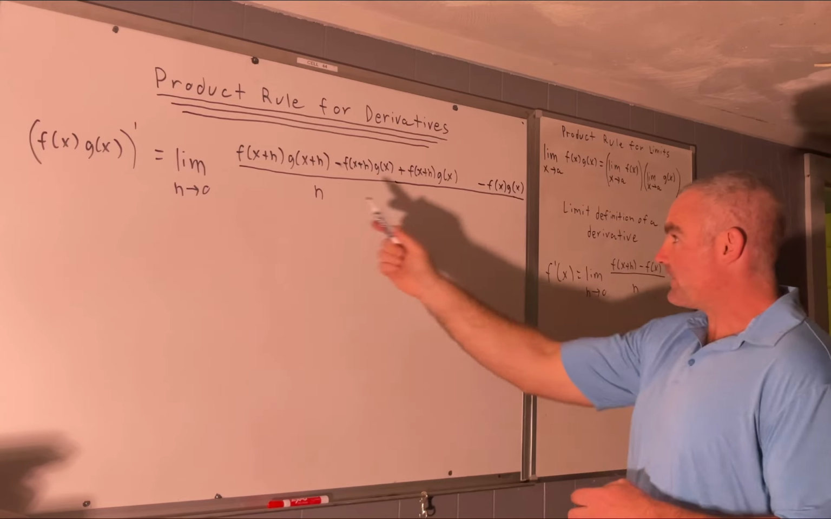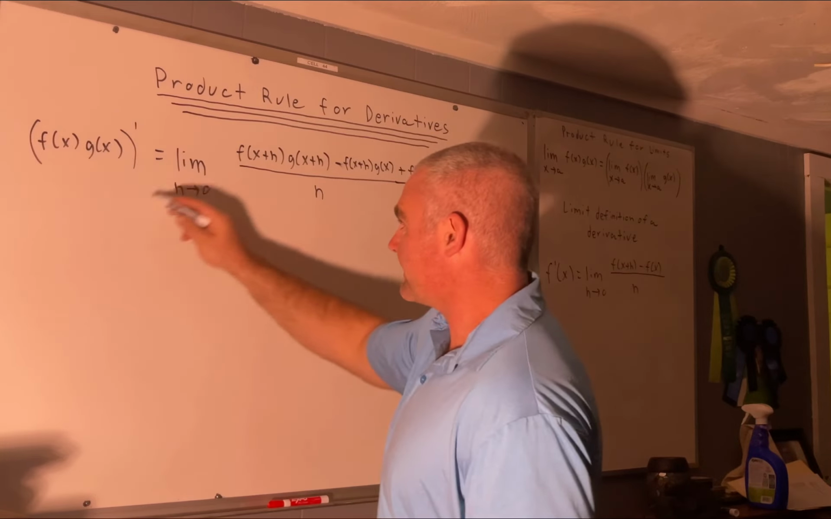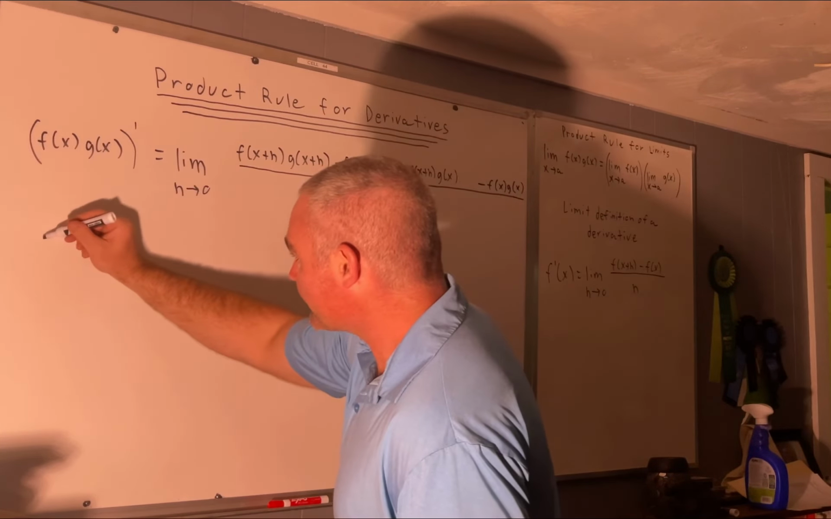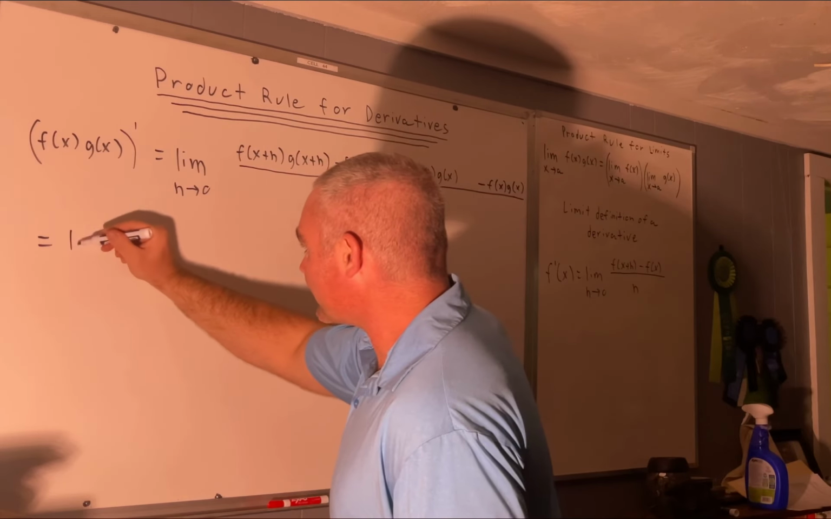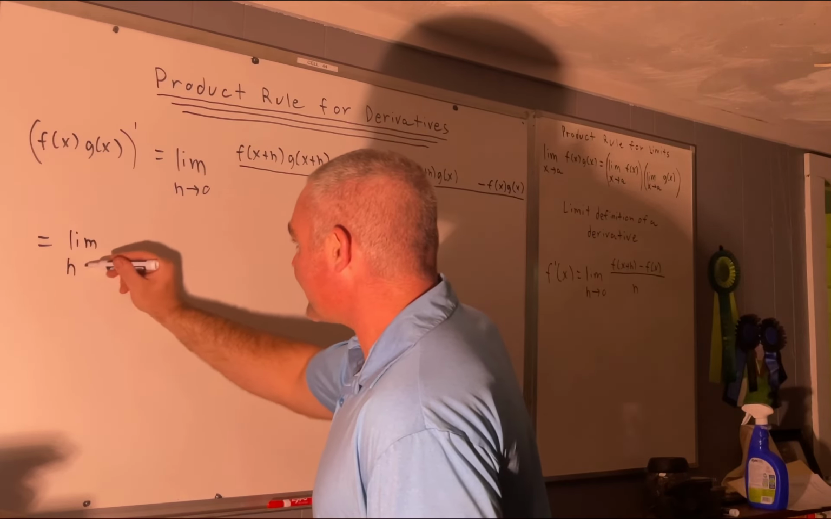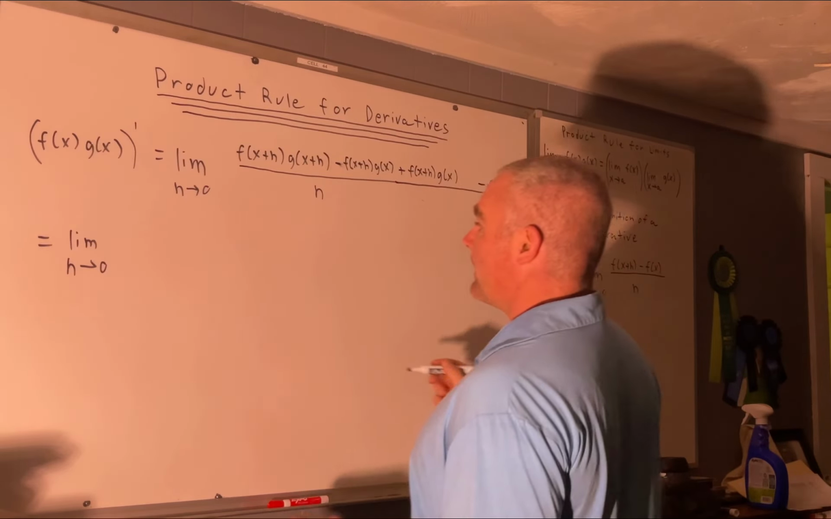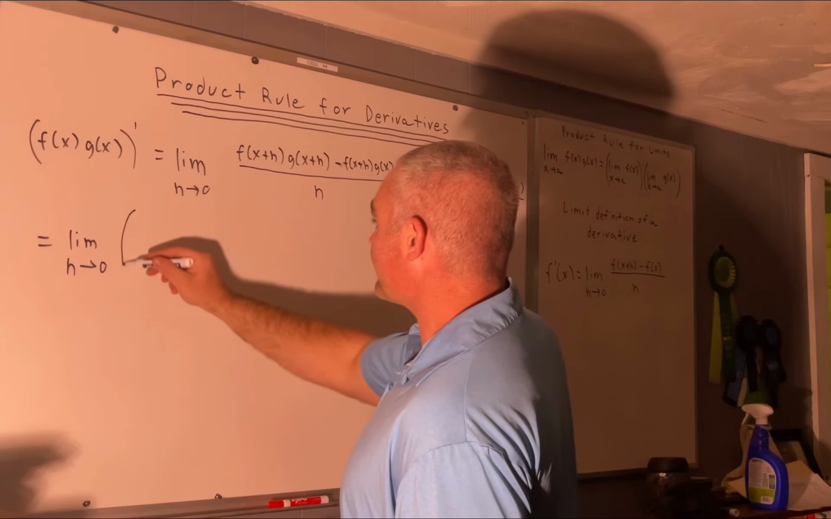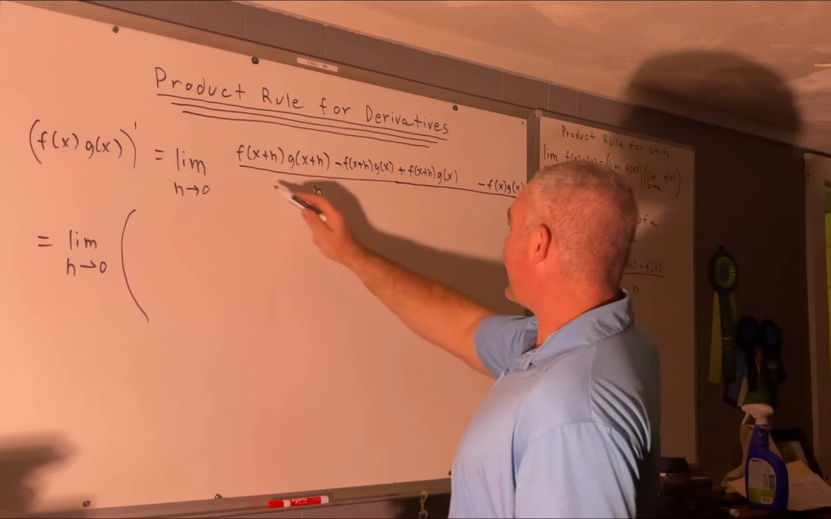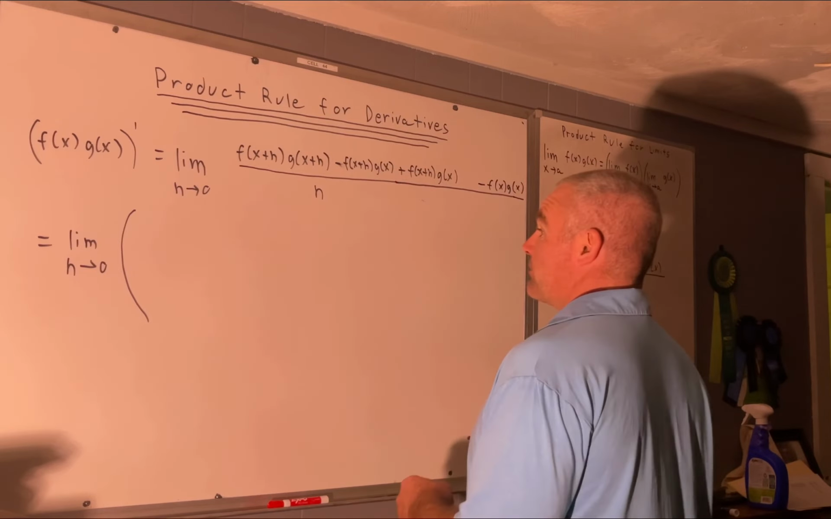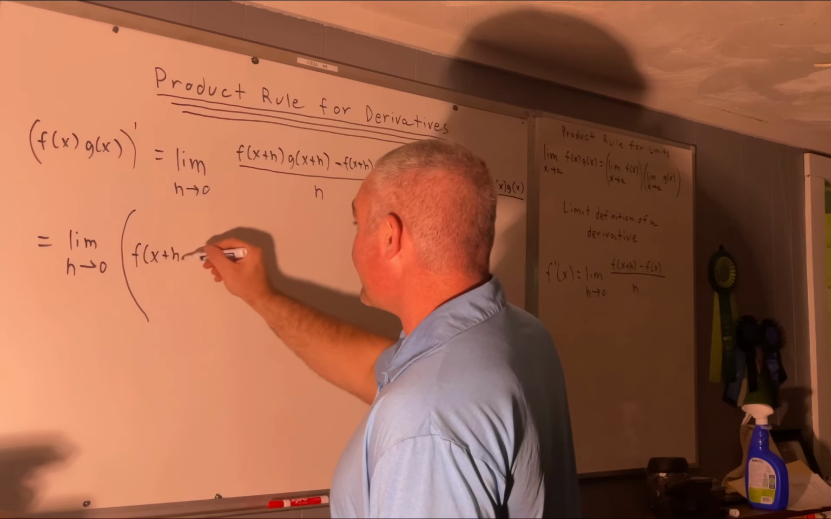Now let's rewrite this a little bit. I won't be copying this over because we're going to need a lot of room. So this is equivalent. Now we're just going to rewrite this. It's equivalent to the limit as h goes to 0 of, well, let's see. Let's put a parentheses around this. And then for this part, let's go ahead and factor out an f of x plus h. So this is going to be f of x plus h.